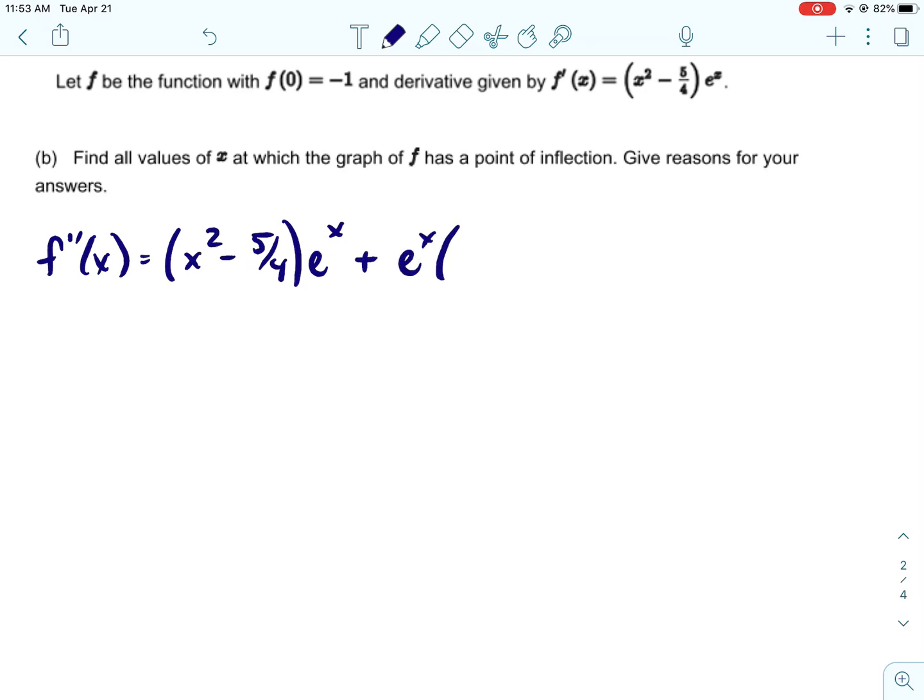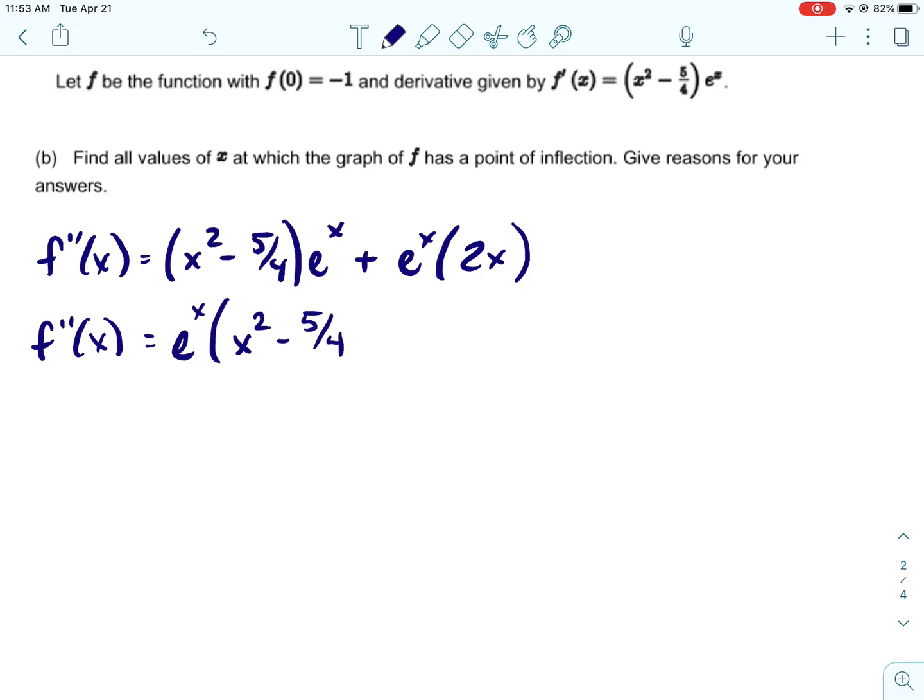And on this particular problem, to find the second derivative, we're going to have to do the product rule, where I'll leave the first part of it alone and multiply by the derivative of the second, which the derivative of e to the x is e to the x. Then I'll leave the second one alone and multiply by the derivative of the first. Okay. Now, if you are just asked to find the second derivative, you can stop right there.